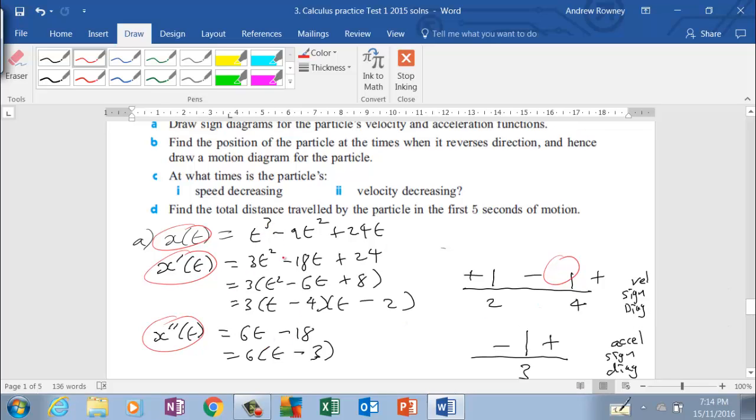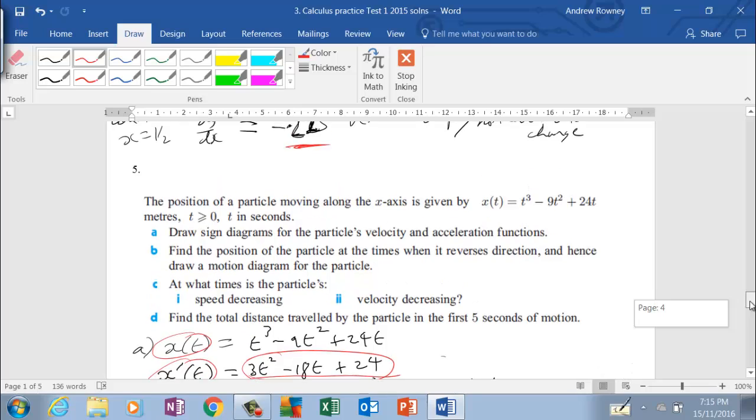So do the derivative of that, we get this, factorise it, take out a common factor first, then FOIL it. Then we can do the sign diagram, cutting at 2 and 4. Likewise, we continue on to the acceleration. So we're going to do the derivative of this, and we get that, and then factorise it, take out a common factor, do the sign diagram, 0 at 3, and get the signs.